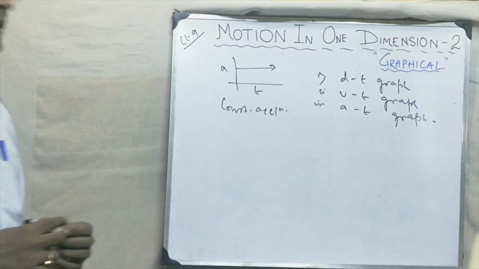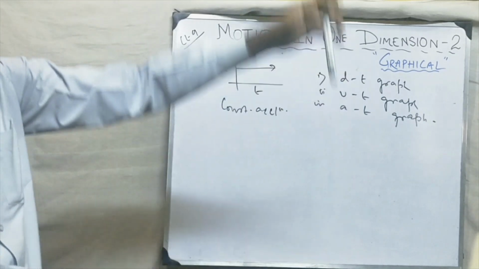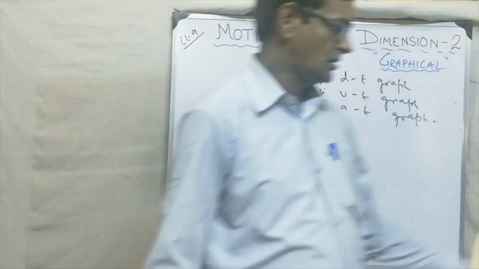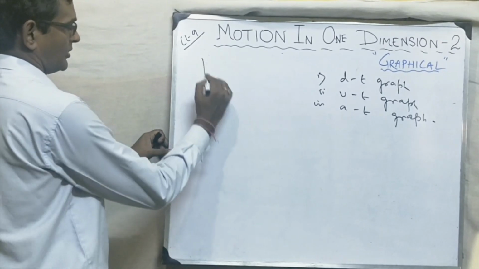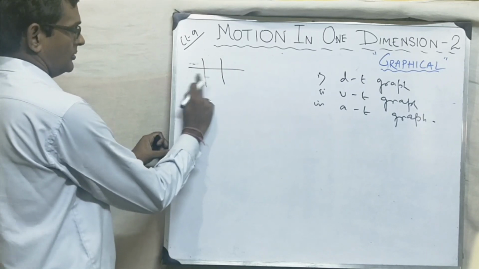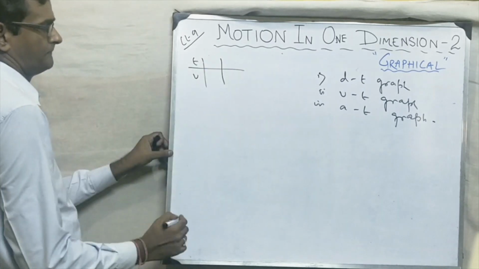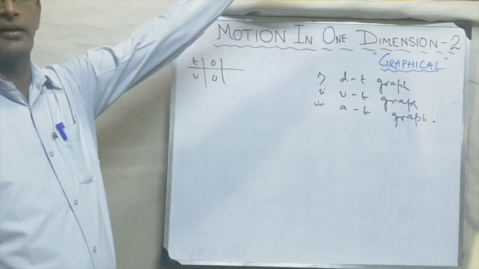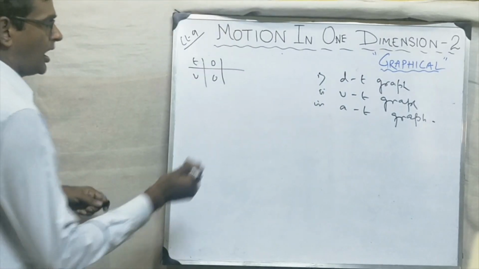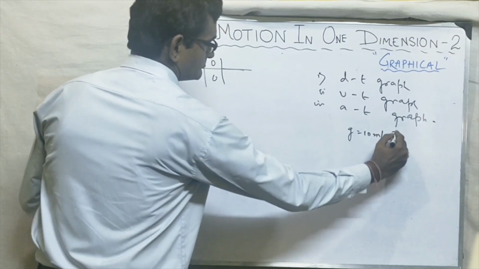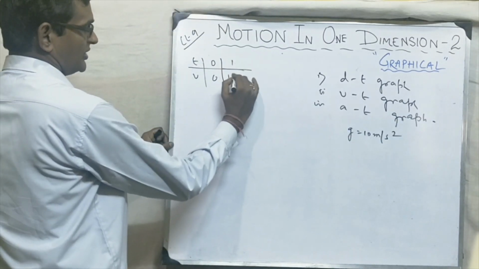Suppose I am throwing this, it is coming down freely. I have to show this motion by the help of all three types of graph. Let us make one table, with T and V. When time is 0, velocity is 0. I have not released it, it is in my hand. After 1 second, suppose I take g equal to 10 meter per second square, its velocity will become what? 10.